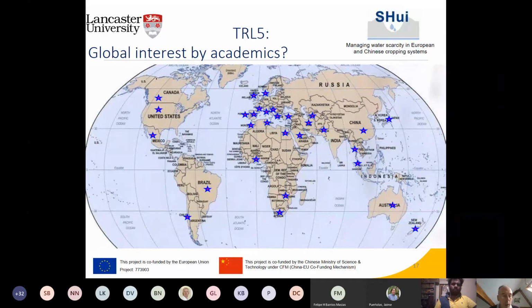If you're on the call and there's not a star in your particular country, please get in touch with me after the call and let me know about the work that you or your colleagues have been doing. This map does evolve over time, and it is completely possible that I haven't captured some of the more recent experiments that have been done in the field with partial root zone drying.